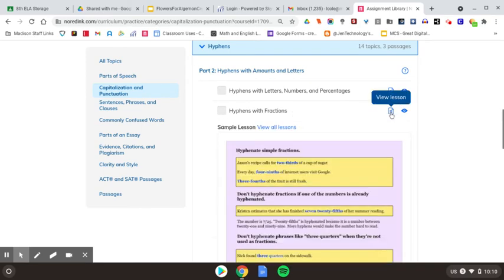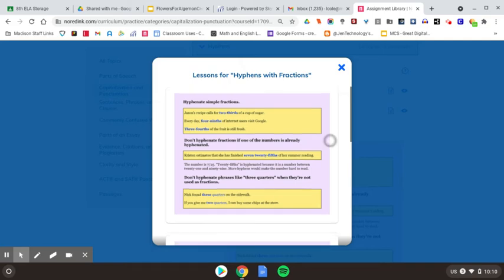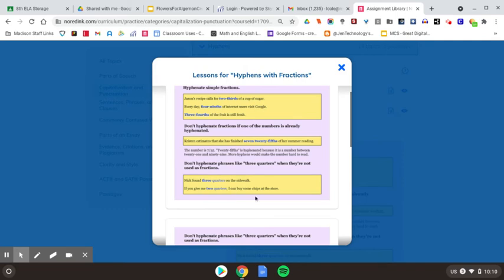So we want to view that lesson first. It says hyphenate simple fractions, 2/3, 4/9, 3/4. Now here's the but. Don't hyphenate fractions if one of the numbers is already hyphenated. So this is why I'm not a math person. 7/25. That just blows my mind. But since 25ths is already hyphenated, you don't hyphenate the other part.